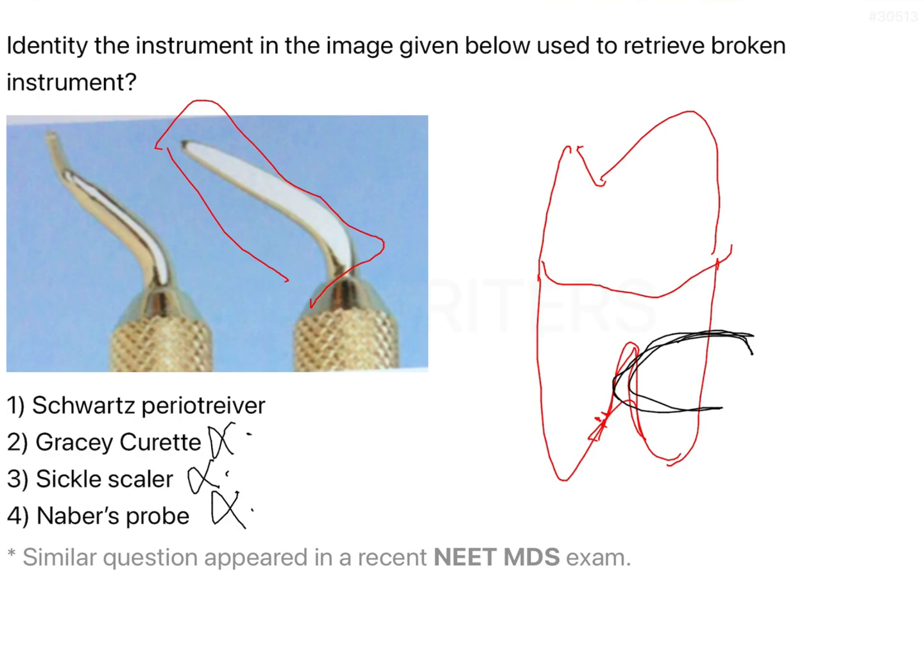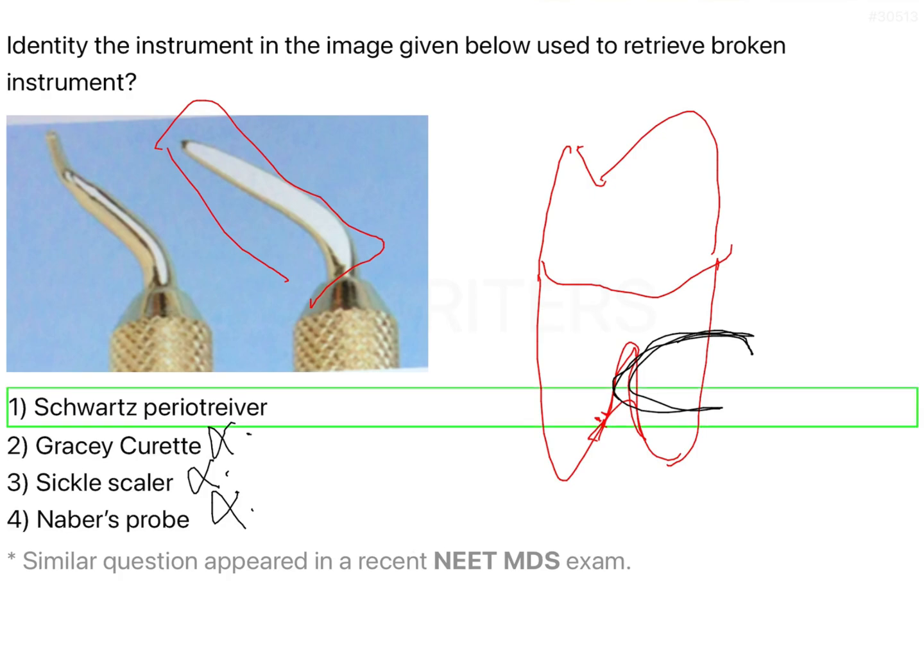Last are Schwartz periotrievers. From the name itself, periotriever, that means it is used to retrieve broken periodontal instruments. That is why they are called Schwartz periotrievers. This instrument over here, the answer to the question, is actually this only, the Schwartz periotriever. What these instruments do is, they have a magnetic component. So you take the instrument, you place it in the sulcus. By magnetic attraction, they are able to attract the metal instrument which is present within the sulcus, and it is easily taken out. That is why Schwartz periotrievers are primarily used to remove broken periodontal instruments within the sulcus or in the periodontal pocket, and it is easy to retrieve them because of their property of magnetic physics. Okay.